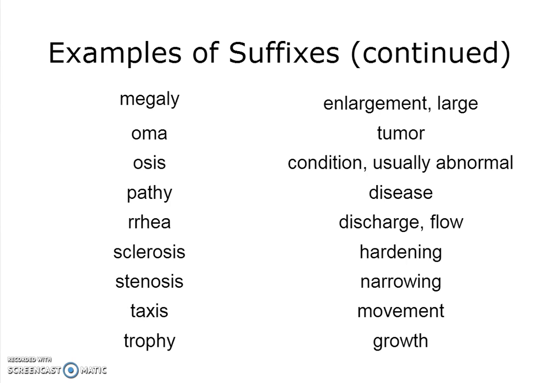And here are a few more examples of suffixes and their meanings. Megaly means enlargement or large. Oma means tumor. Osis means condition, usually abnormal. Pathy means disease. Rhea means discharge or flow. Sclerosis means hardening. Stenosis means narrowing. Taxis means movement. And trophy means growth.